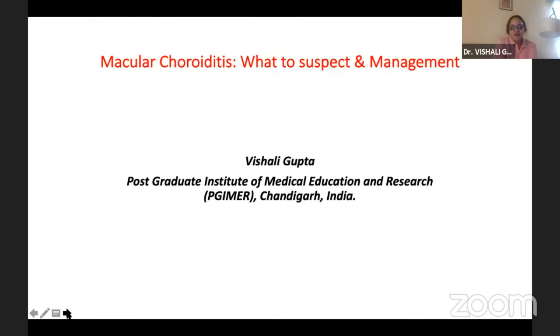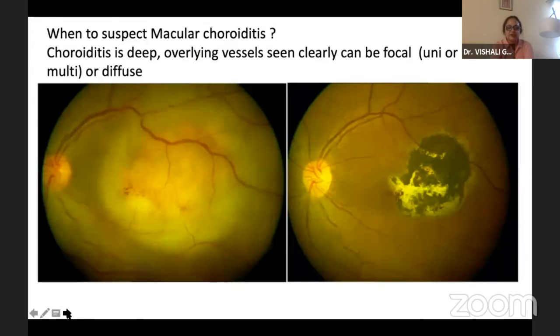The topic which Professor Atul gave me is macular choroiditis: how to suspect and manage. The first question was how and when to suspect. It's very simple. Choroiditis is deep. You can see overlying vessels very clearly. And because of the anatomy of the choroid, choroiditis is going to have a particular expression.